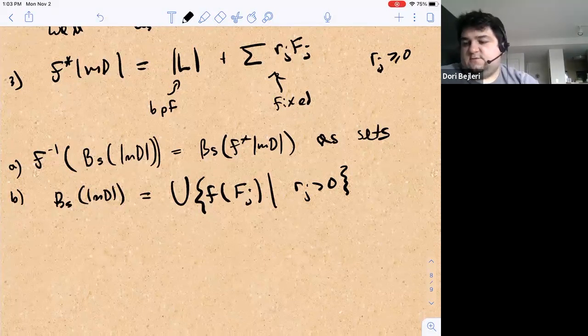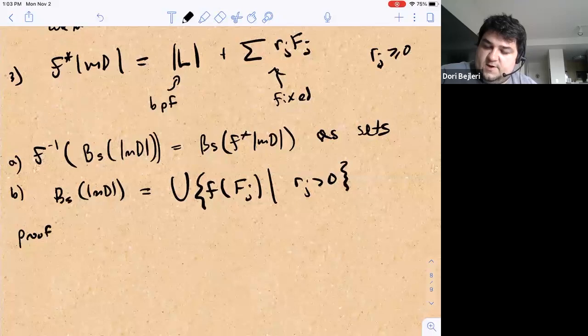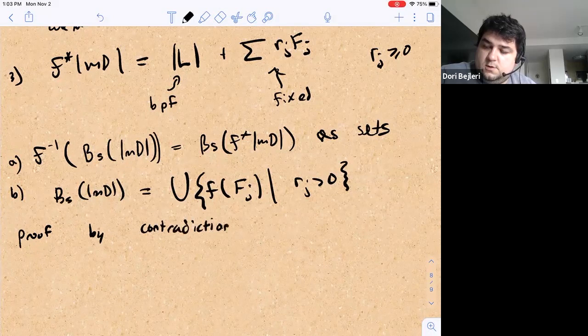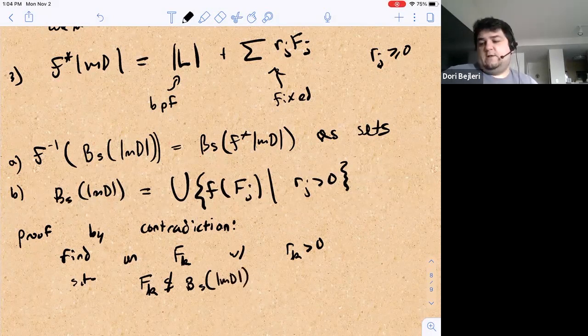Okay, so now we're going to find a contradiction by our inductive argument. So we're going to prove by contradiction. We'll find an Fk with rk strictly bigger than 0, such that Fk is not contained in the base locus. And that'll be a contradiction.